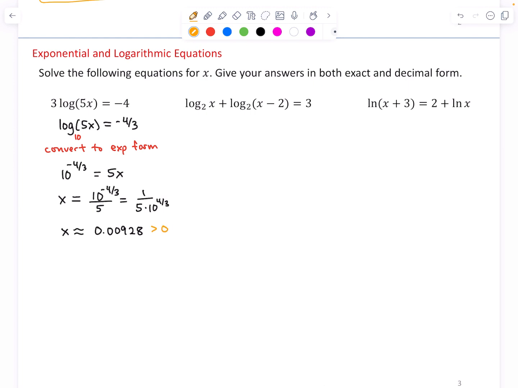Now, this is important to establish because in the original equation, our variable x is part of an argument of a logarithm. And in previous lessons, we talked about the necessity that the argument of a logarithm be positive, so not 0 or not negative.